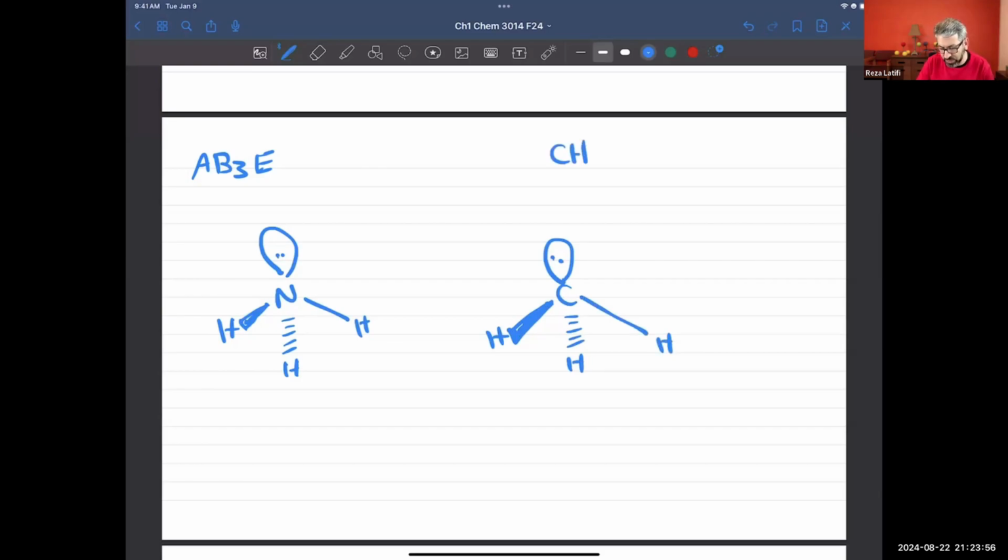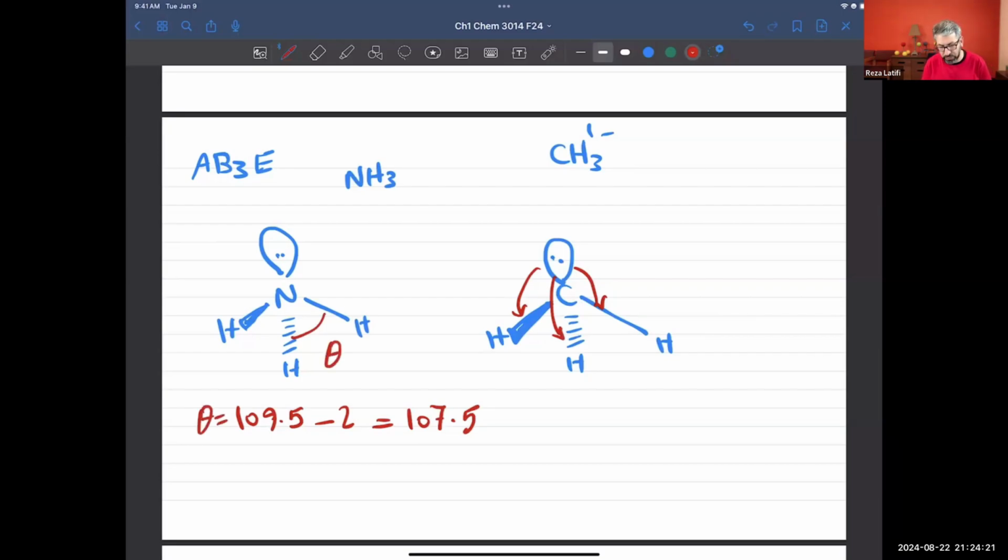This is CH3 minus 1, and that one is NH3 minus 1. You have a lone pair. The lone pair is going to push down, and it's going to drop the bond angle from 109.5 by 2 degrees, and that's going to be 107.5. So in both cases, the bond angle is going to be around 107, 107.5 or 107.